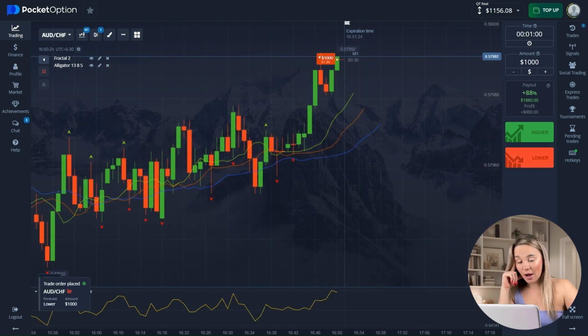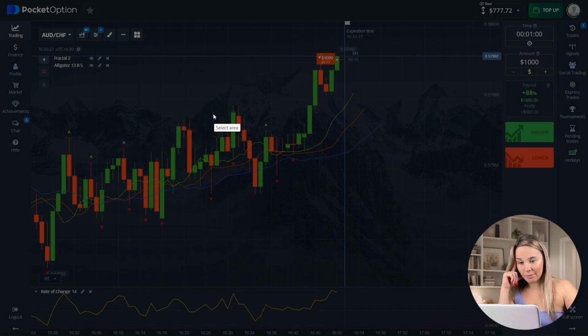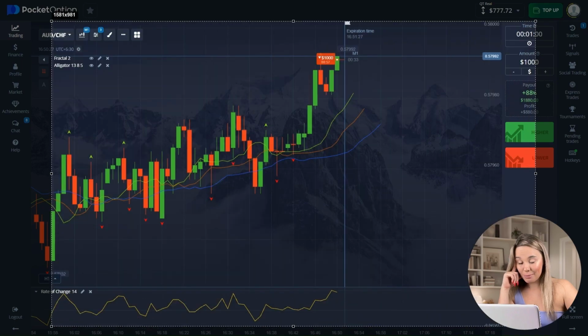Opened a short trade, invested $1,000 in it. It's already a substantial amount, but I'm confident in my decision, and let me explain why. We see that the fractal arrow lit up, meaning a resistance level formed in this case, after which a correction occurred and the chart returned to the level.